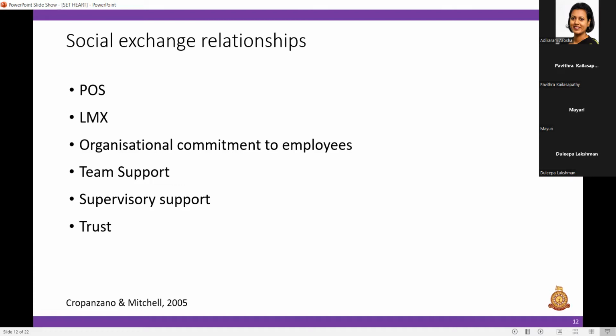So you return it in terms of loyalty, you return it in terms of organizational citizenship behavior, you return it in terms of remaining in the company rather than leaving. So those types of positive relationships between POS and positive work outcomes have been well researched using social exchange theory.